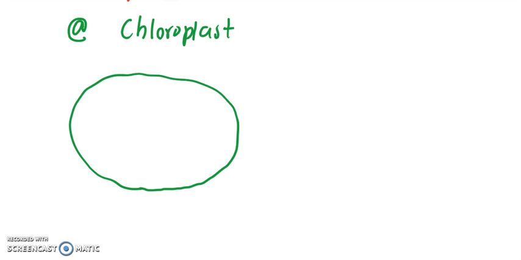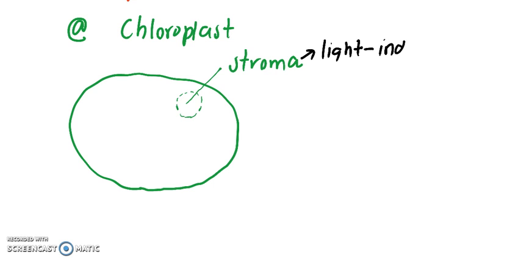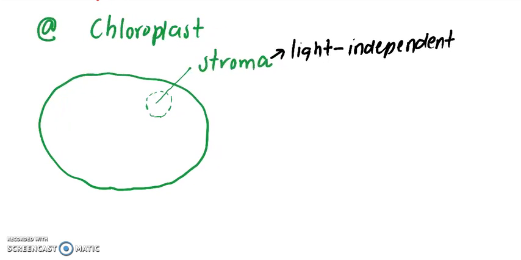Let me draw one in right here. Okay, so here's the chloroplast. Now, any region inside this liquid-filled region, we call this the stroma. And this is where the light-independent reactions occur, which we'll discuss in a sec. So in the stroma, we have the light-independent reactions.